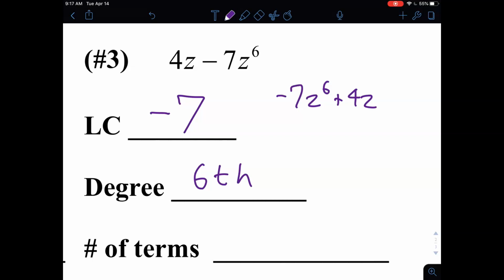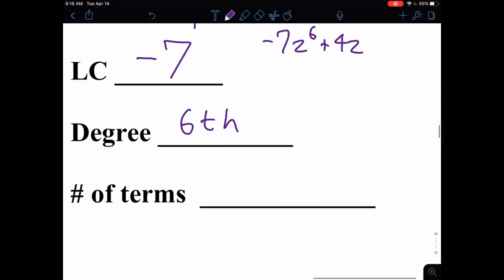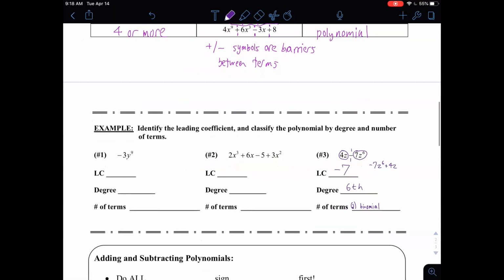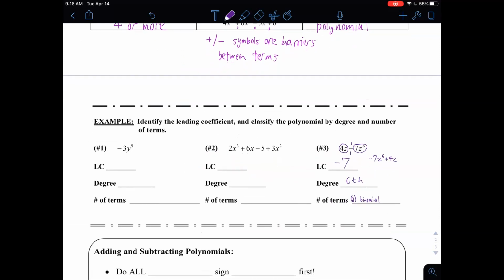And then how many terms do we have here? Well, it looks like we have one subtraction symbol. There are our walls. Looks like we have 4z and negative 7z to the 6. So how many terms is that? 2. This is called a binomial. Okay? Alright, why don't you pause the video and try 1 and 2 on your own, and then we'll go through it together in a second.